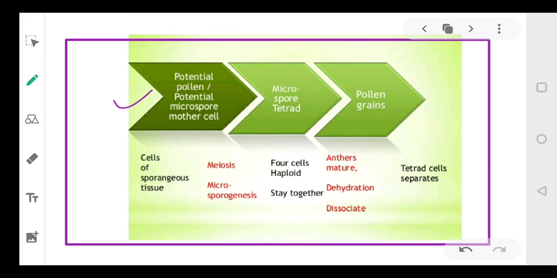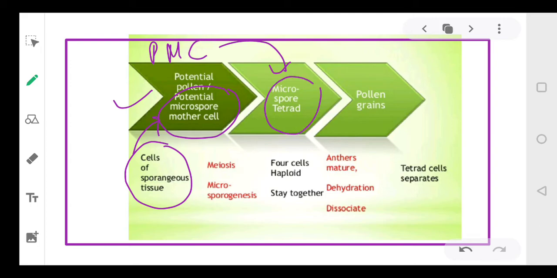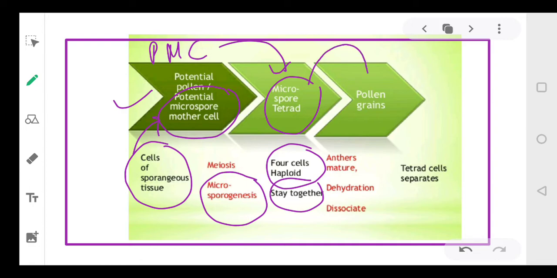So let's come to this. Just understand, we have the microspore mother cell, that is PMC. We have sporogenous tissue, which will lead to the formation of PMC. PMC will undergo the meiosis process and form the microspore tetrad, and this process is microsporogenesis. So 4 haploid cells are formed, and they will stay together. Then when these microspore tetrads mature, they form the pollen grains, and the tetrad will separate. So 4 pollen grains will be released.